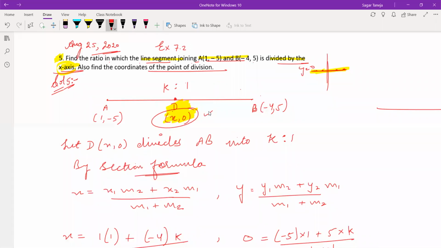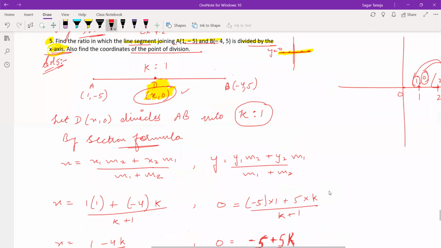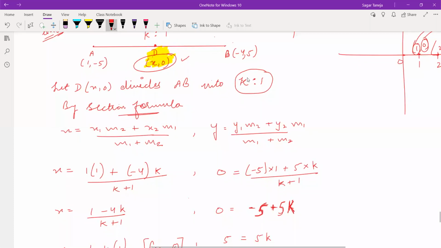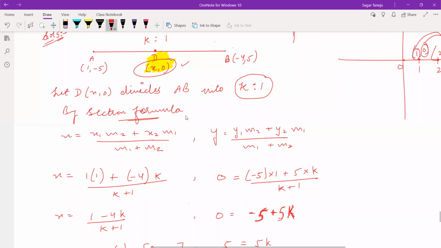I think this is clear now. Now just write the statement. Let D(x, 0) be the point which divides the line AB in the ratio k:1. This we have to assume, k:1. Yes, Sania, you are correct. If D(x, 0) divides the line in the ratio of k:1, after this, the section formula, you can write this and this.